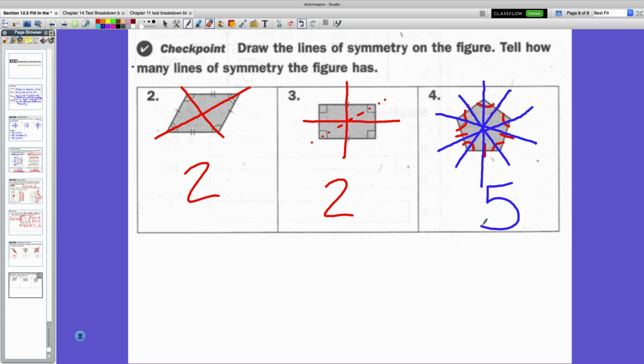So in a regular polygon, the number of lines of symmetry will be equal to the number of sides of the regular polygon. But it has to be regular. All the angles and all the sides have to be marked equal, otherwise you cannot assume that it's regular. Just like our rectangle and our parallelogram in 3 and 2 weren't regular, so they had fewer lines. All right, hopefully that makes sense. If not, make sure you're asking questions. Otherwise, that does conclude section 12.5, and have a great rest of your day.